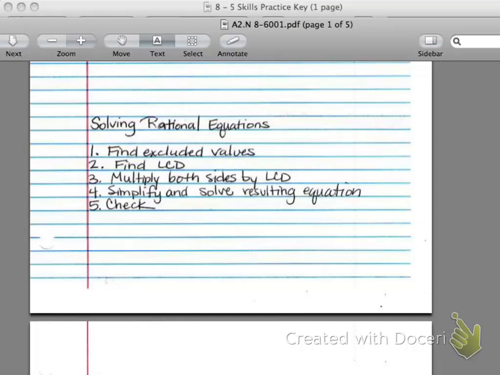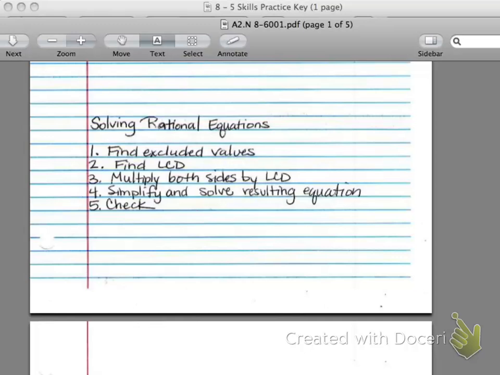The excluded values are those which will make your denominator 0, undefined. This is where this ties into what we've been doing already. Excluded values are also going to go with your LCD. So the next step would be to find your LCD. Once you find your LCD, you're going to multiply both sides by your LCD.